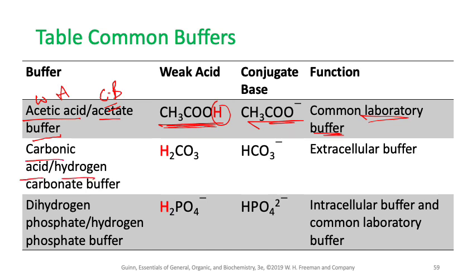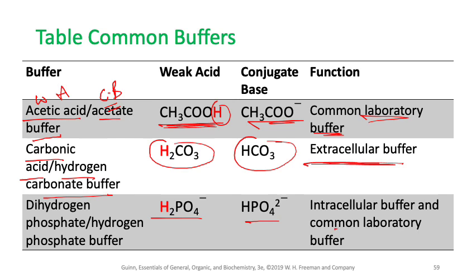Then we have the carbonic acid and hydrogen carbonate buffer. Carbonic acid is H2CO3, and its conjugate base has one less hydrogen, which is HCO3 negative. This carbonic acid buffer is present in our blood. It is the main buffer that maintains the pH value of our blood so that it doesn't fluctuate too much. And then we have the dihydrogen phosphate and hydrogen phosphate buffer, which is also a common laboratory buffer. So let's try to understand how this buffer system works. We already know it's made up of a weak acid and its conjugate base, but let's try to understand how it works.